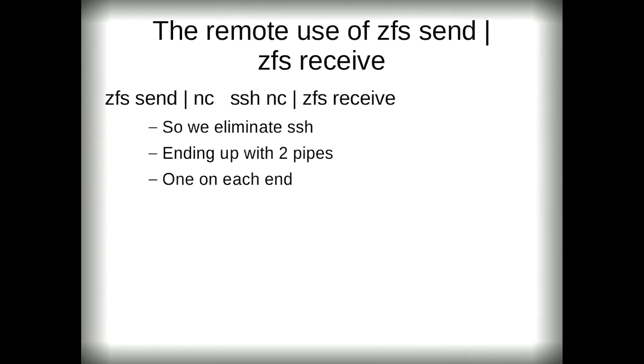And you'll notice that another way to do it is to use netcat. Just throw SSH out the door if you don't need any form of authentication on either end of it. The downside to using netcat is you end up with two pipes, because you've got a netcat running on each machine that's passing the data back through a pipe. The send side is piping it out to netcat, and the receive side is piping it in from a netcat.